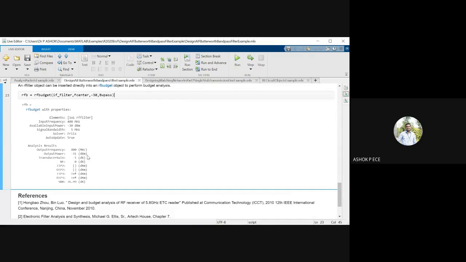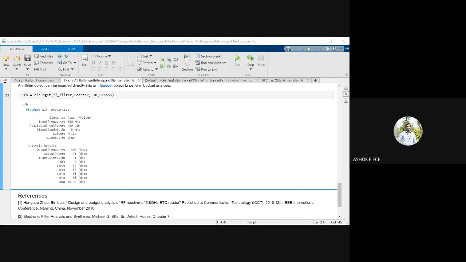So this minus 1 dB gain is going to be the loss, right? This minus 1 dB is going to be the insertion loss. So we will say the gain is minus 1 dB, so insertion loss is 1 dB. And SNR is 77 dB.